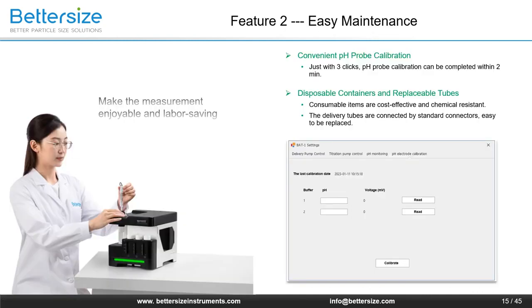Feature 2. Easy maintenance. The maintenance of the BAT1 auto-titrator is very convenient. It only takes around 2 minutes to calibrate the pH probe with 3 clicks. In the non-test state, the BAT1 still can be controlled manually by the software to empty and clean the pipeline. The cleaning work won't take more than 5 minutes. Operators don't need to wash a bunch of beakers. The operation becomes very simple.